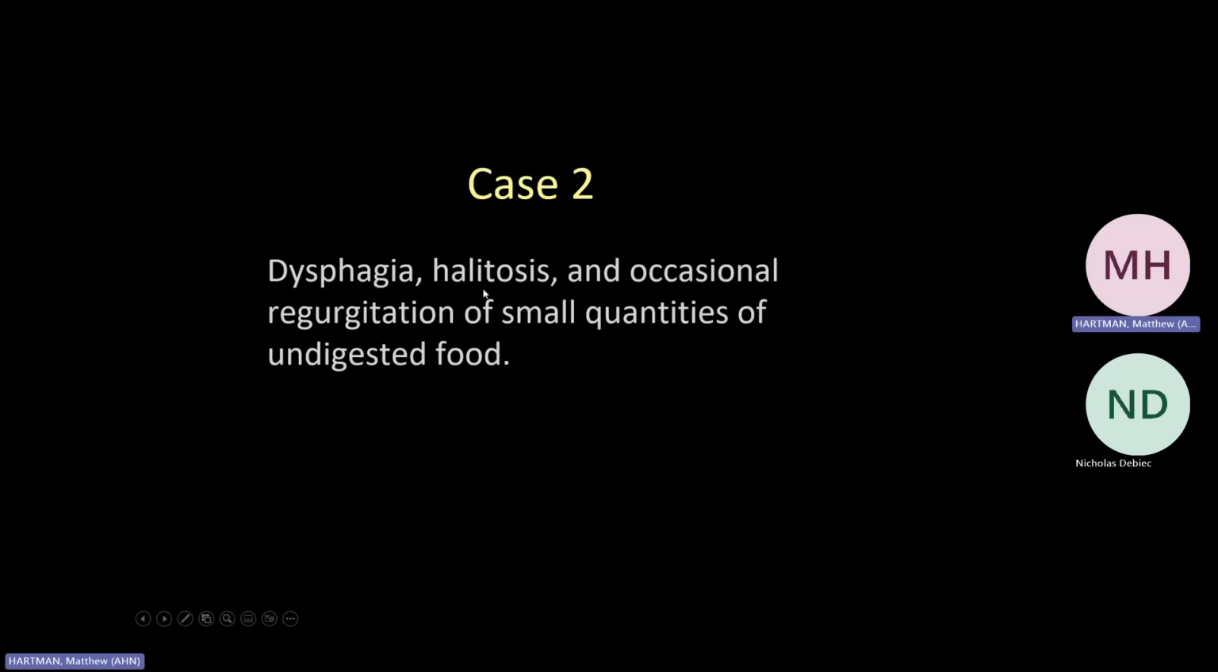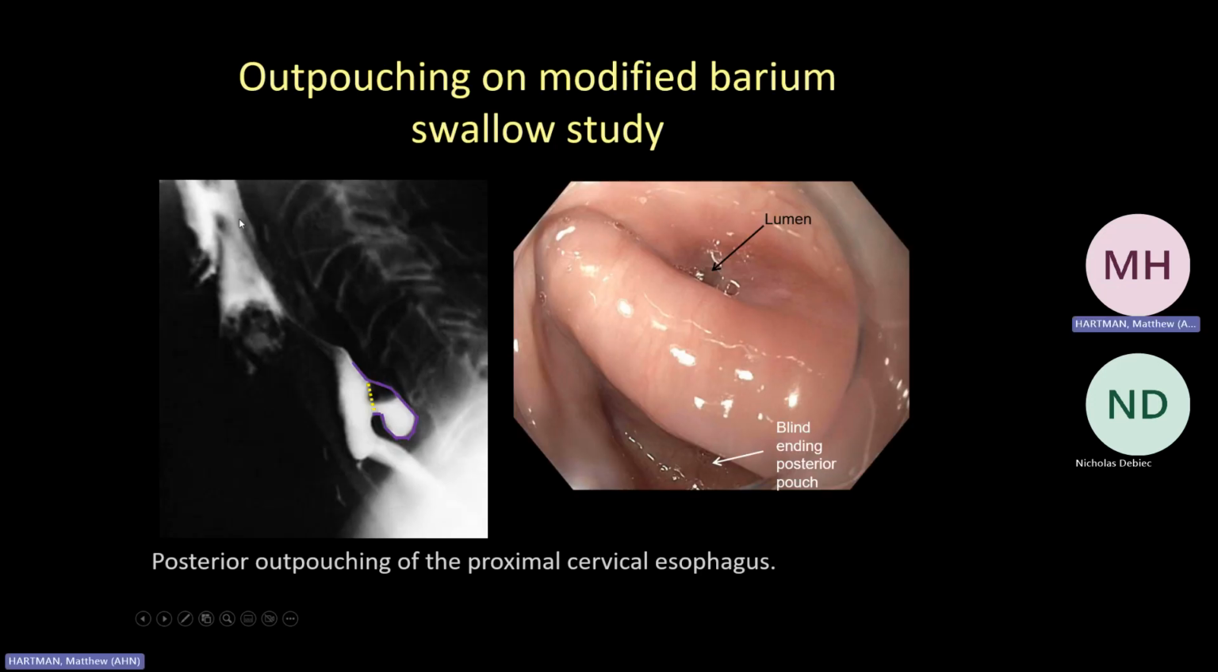Case number 2, dysphagia halitosis. We do the esophagram and we get an outpouching in the cervical esophagus. The endoscopists go in and they see the same thing, an outpouching off of the lumen. We have the Zenker's diverticulum.